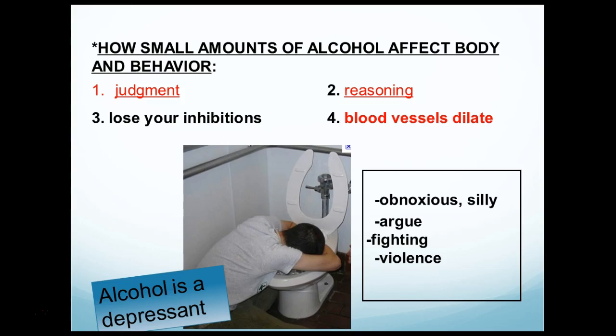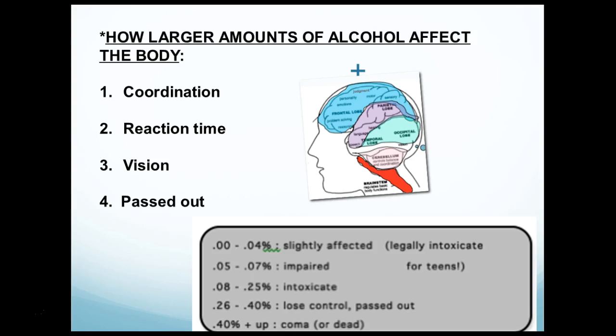So number 1 is your judgment, your reasoning. Number 3 is you lose your inhibitions, which means that you are much more likely to become sexually active. And number 4, alcohol dilates your blood vessels. Larger amounts of alcohol as we go on, you're going to lose coordination, reaction time, vision, and eventually pass out. If you are going to be drinking, we want your body to pass out.